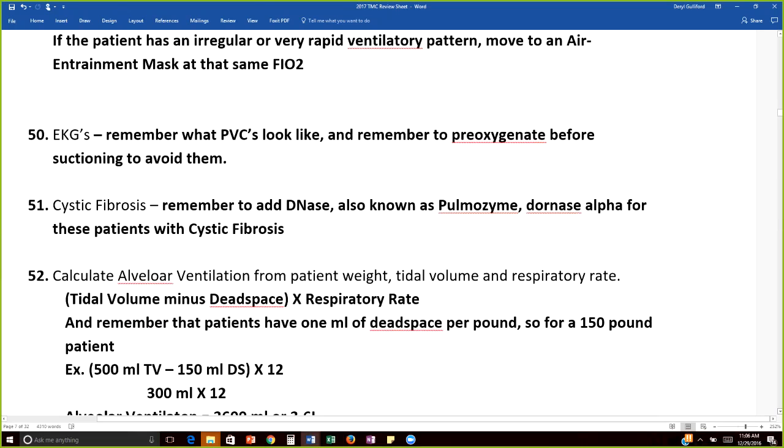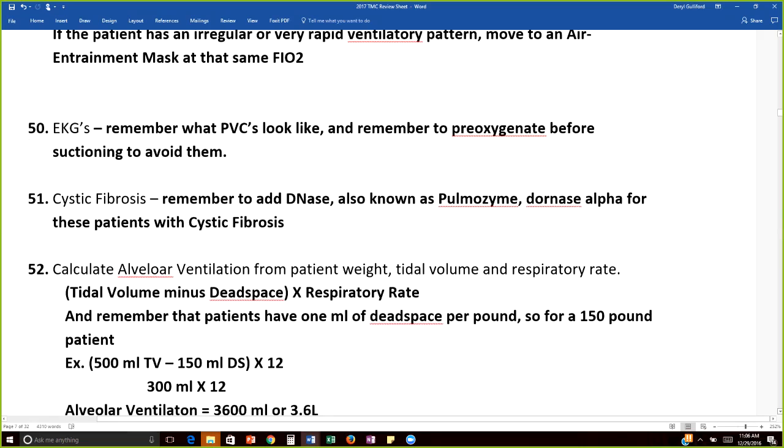EKGs, just know what PVCs look like. Remember to pre-oxygenate before suctioning to avoid them. Also, limit the amount of time you suction. Suction should be done for less than 15 seconds. Do you remember that? Suctioning should only be done for 15 seconds.